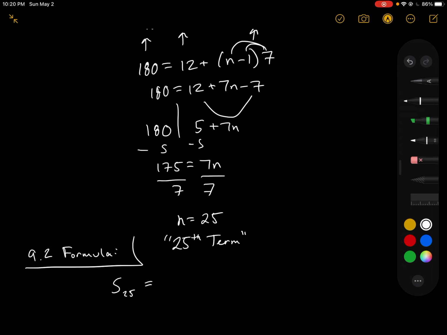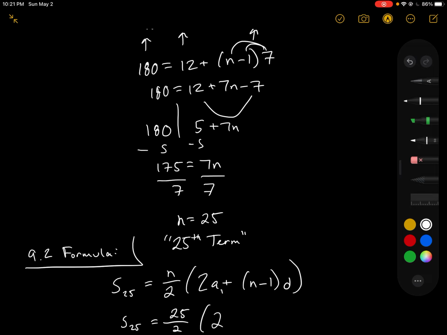So now we can go back to the new formula from today, so our 9.2 formula, and plug in what we know. So now we know that n is 25.